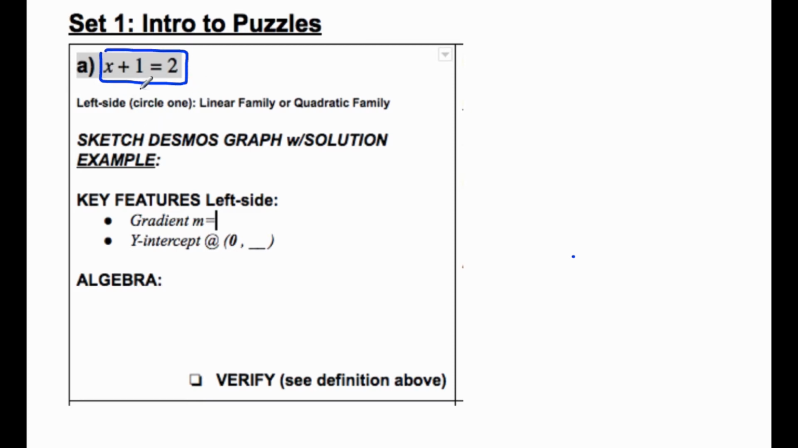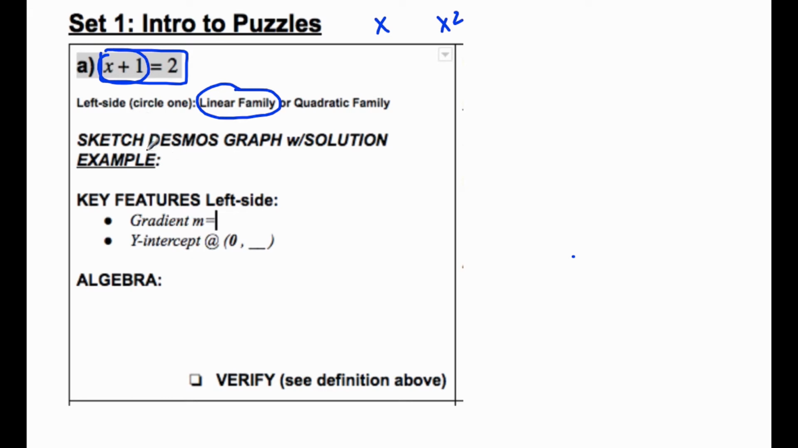So if we have this scenario here, I have x plus 1 equals 2, it's talking about the left side of the equation. So that's talking about this side here. Is it a linear family or a quadratic family? Well, the fact that it's just x as opposed to x squared. X squared means quadratic, so this is a linear family. Then it says, sketch a Desmos graph with solution.